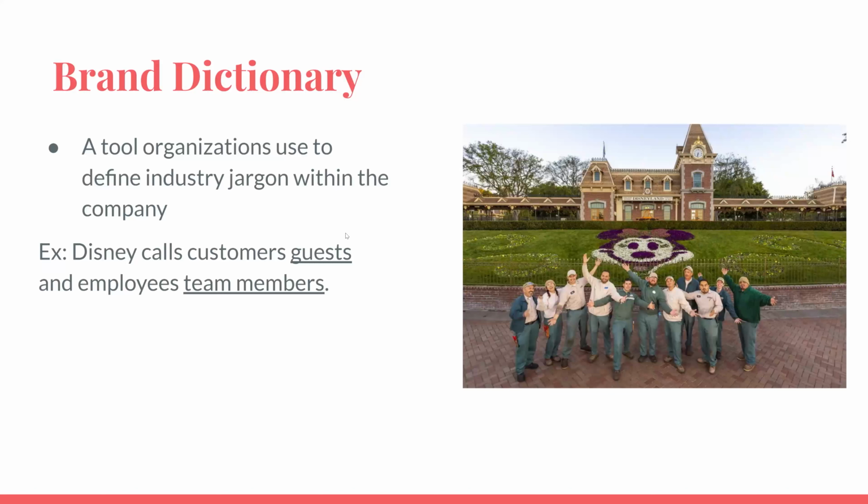But if we look at it in relation to other retailers or other theme parks, you can see that we do have other relevant terms. Like normally you would say that these are our customers and this is the main floor area, maybe, or something like that. So again, a brand dictionary is specific to a company where they have particular terms that they use for industry jargon.